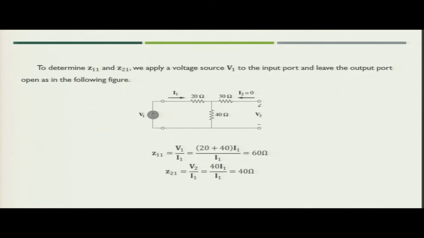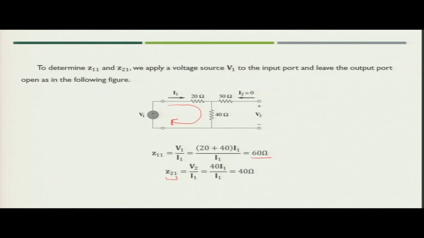What we are doing here? In the input port we are applying V1 voltage and we will find out the current I1, while at the other end V2 is there, but current I2 is 0. Now, we know that Z11 can be represented as V1 upon I1. If you see this particular loop, since I2 is equal to 0, V1 would be nothing but 20 plus 40 I1, and then you divide by I1, you will get Z11 as 60 ohm.